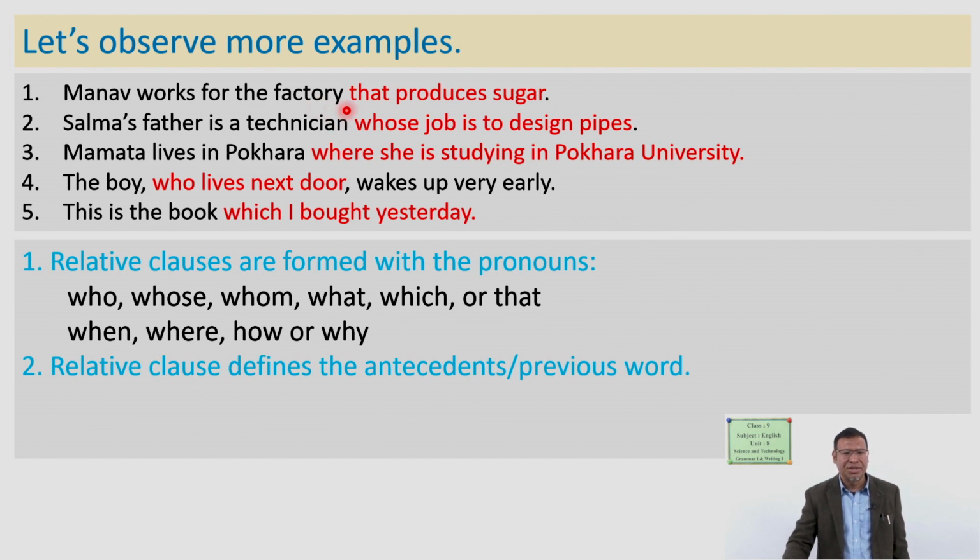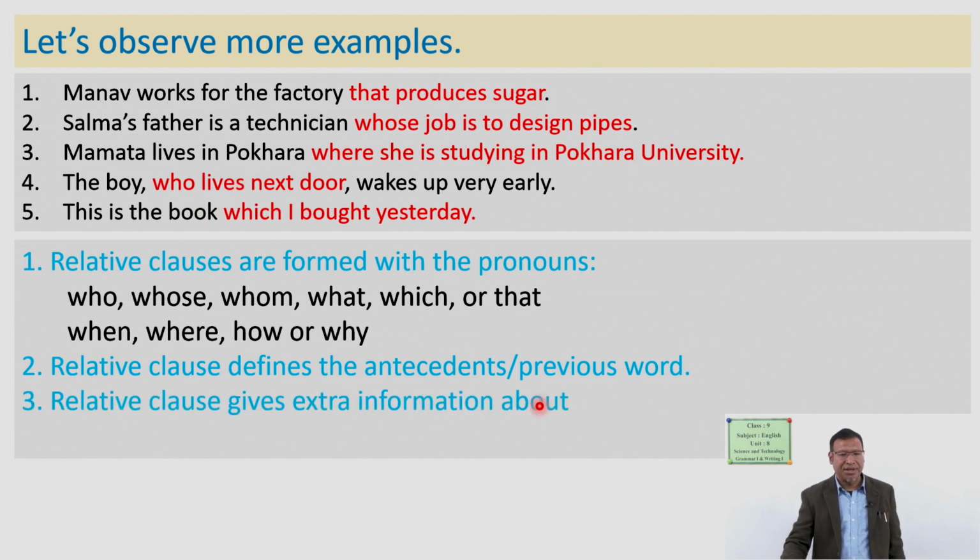Right? So in this way, factory has been defined by that. Technician has been defined by whose. Pokhara is a place, defined by where. The boy, a person, by who. Book, the thing, by which. In this way, a relative clause always talks something about the previous word, the antecedent.